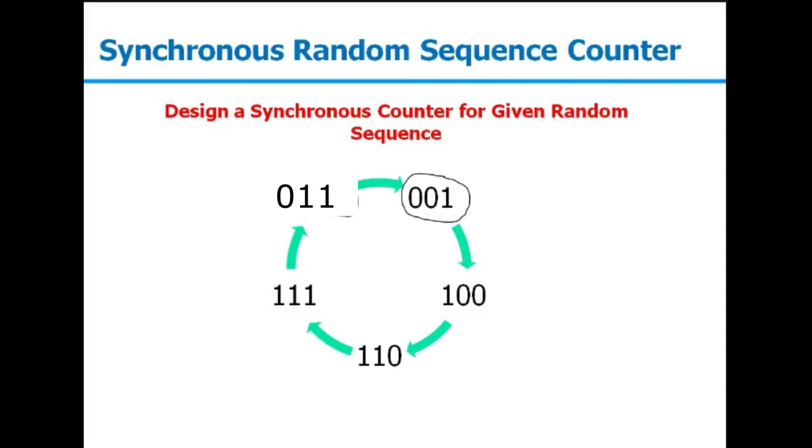Now in this case, the maximum count is 7. So to design the counter that will count till 7, we need only 3 bits. So we have to design a 3-bit counter. I will take 3 stages, that is, 3 JK flip-flops. So J0, K0, J1, K1, and J2, K2. These are the inputs that we need to find to design a circuit for this particular sequence.